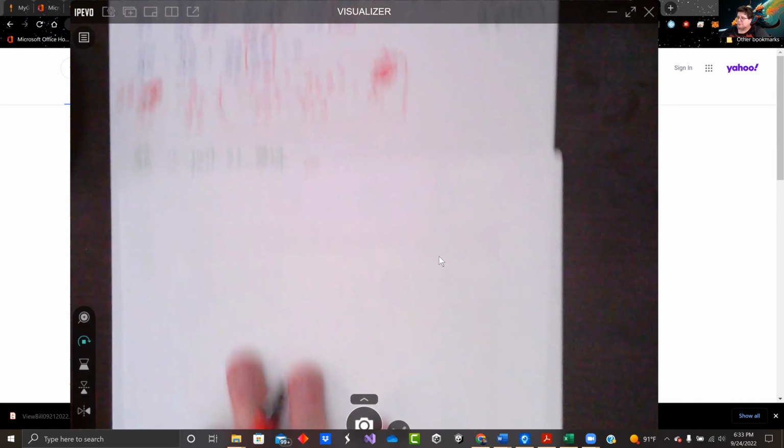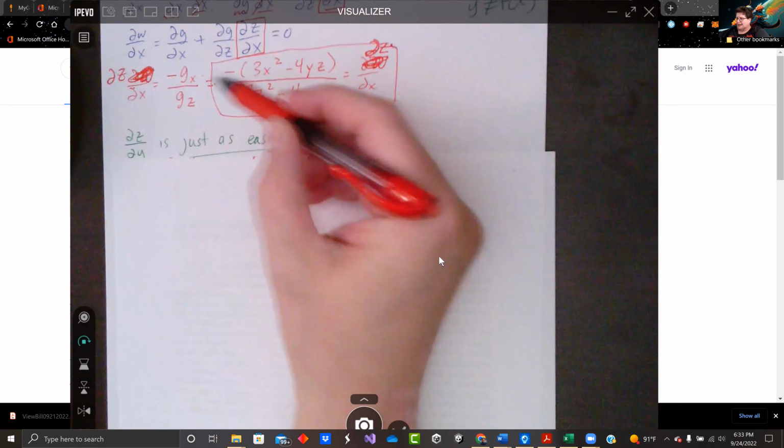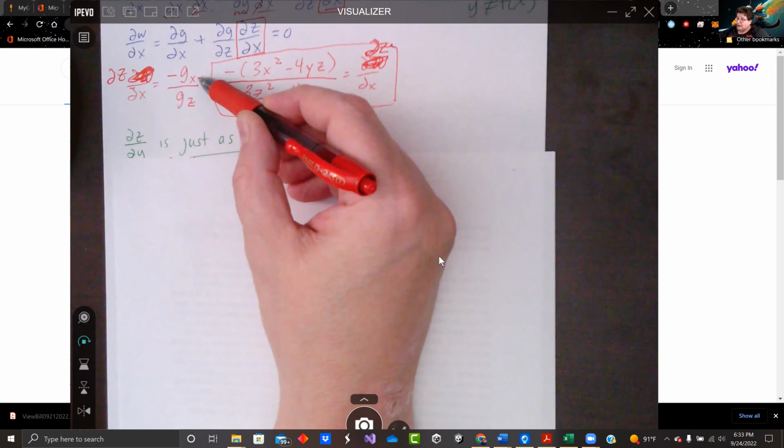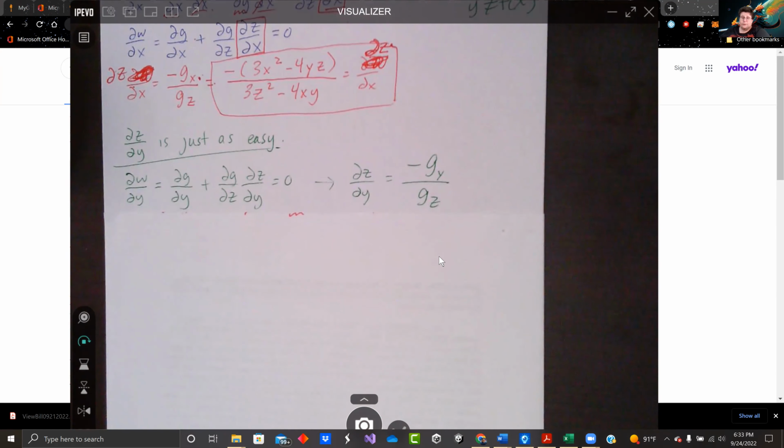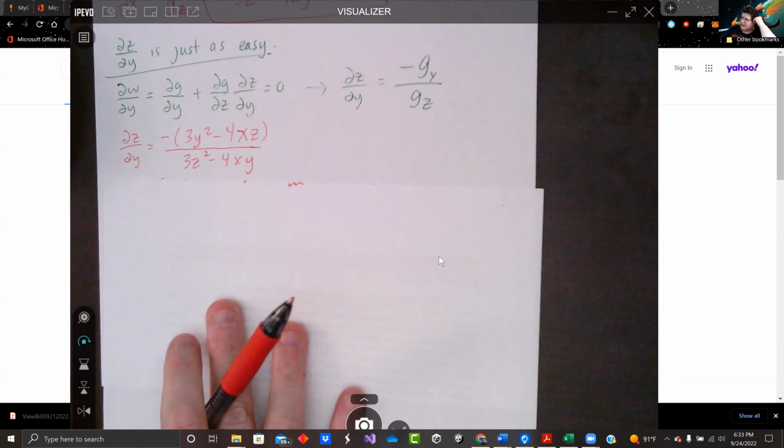dz, or the partial of z with respect to y, is just the same format. The top is just y. If you work through all this, you're going to see it's just that with y. So we got the partial of g with respect to y plus the partial of g with respect to z times the partial of z with respect to y. So we've got negative partial of g with respect to y divided by the derivative of g with respect to z. We plug in, we figure out what they are, we plug them in, and we get that.